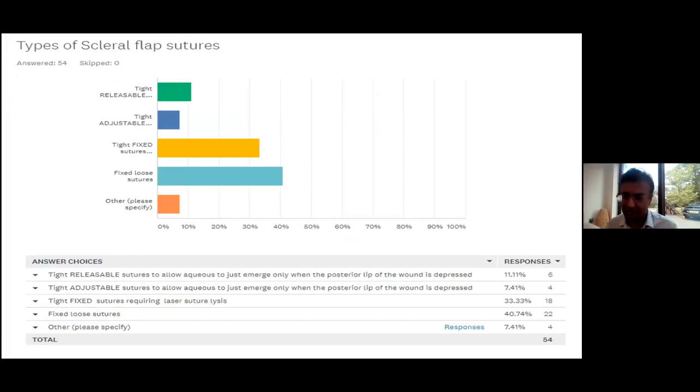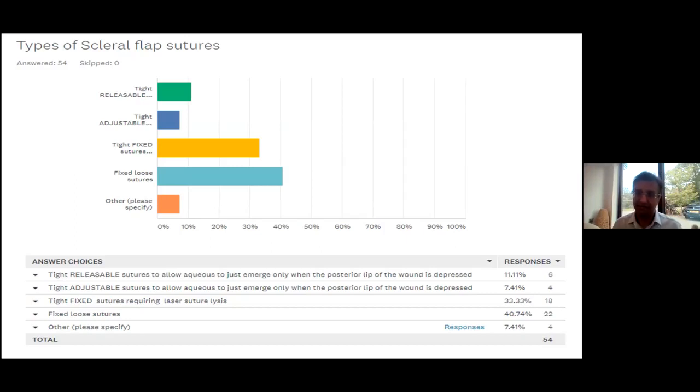And to encourage the posterior flow, you have to decide what kind of sutures. You have to put tight sutures, which is absolutely necessary. But you can put a releasable tight suture, an adjustable tight suture, or a fixed tight suture. Whatever suture you put in, a predictable trab means that you should be able to control the strength and the tension of the sutures. If you put a fixed tight suture, you will be doing suture lysis with a YAG. If you're doing an adjustable tight suture, you will be adjusting it over the post-op period. And if you're putting a releasable tight suture, you will be releasing the suture.